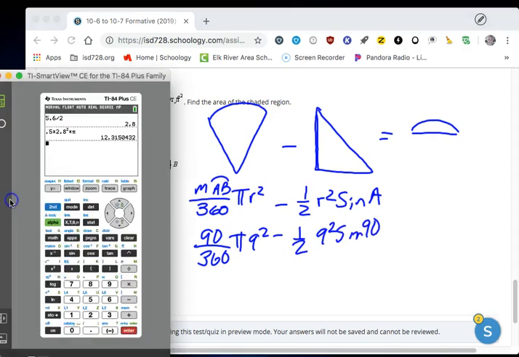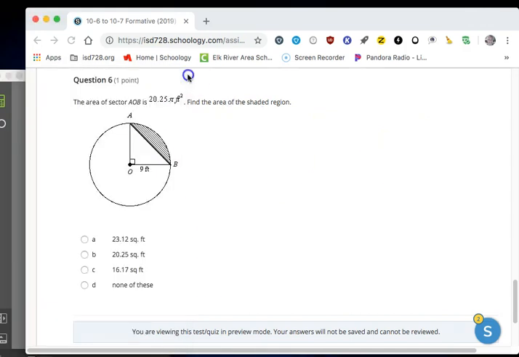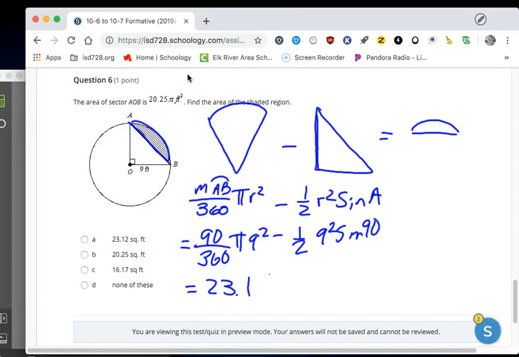Should be able to pop that up. And I've got 1/4, 0.25 times 81 times pi, minus 0.5 times 81 sine of 90. And that should give me 23.1 as my final answer. And I'm going to check my units, I've got feet squared. It's 23.12 actually, and I'll be able to pop that in there and show my answer.